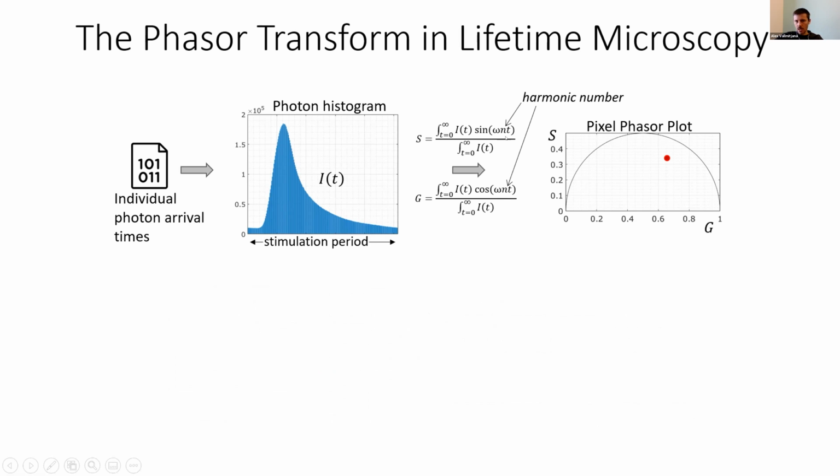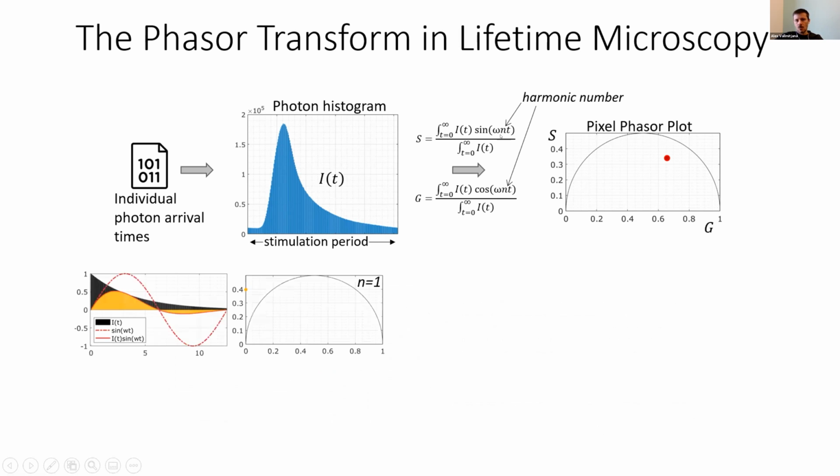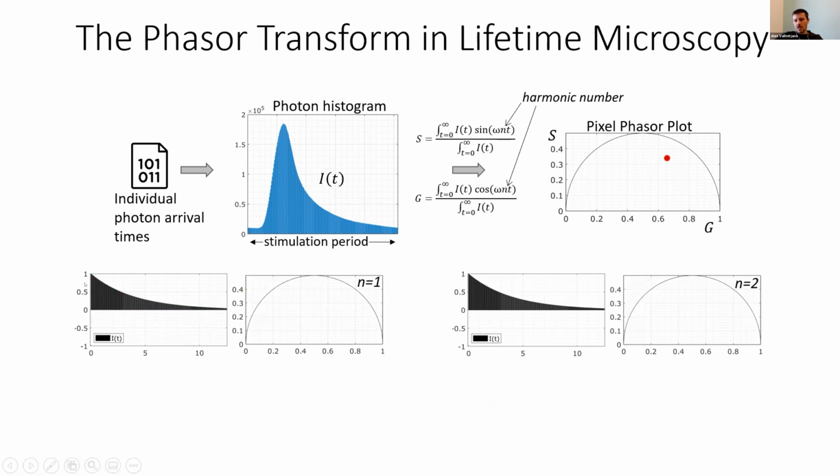So we have this harmonic number n in here, which is telling you, okay, for n equals 1, you're fitting your trigonometric functions such that they fit exactly 1 period. What happens if you fit 2 periods in? Well, you map your distribution to a new position on the Phasor plot. In this case, the original position is somewhere up here, and as you can see, it's shifting downwards.